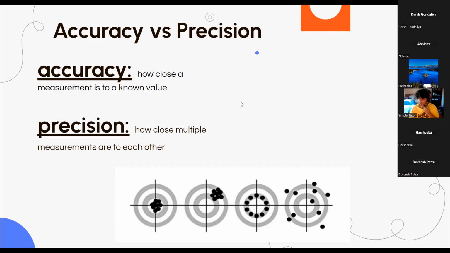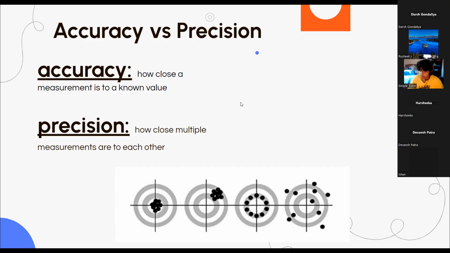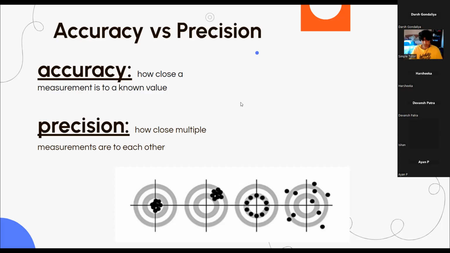So the first one, it looks accurate and precise, because all the dots are pretty close to each other, and that means that it would be more of an accurate answer. Okay. There you go. Number two.